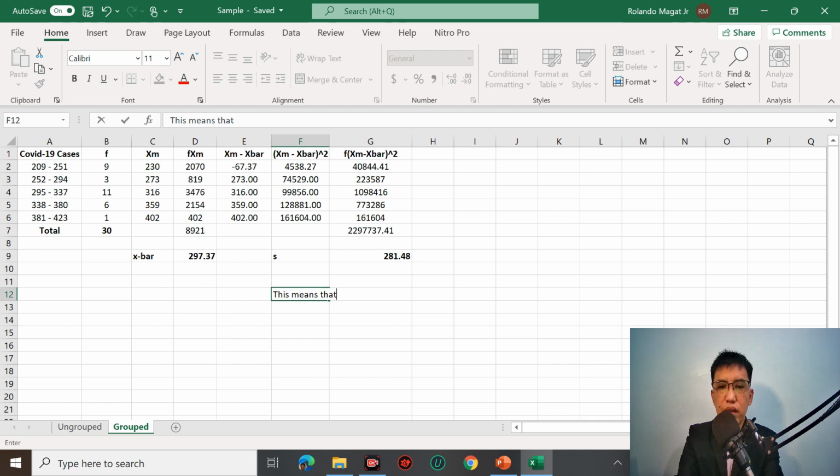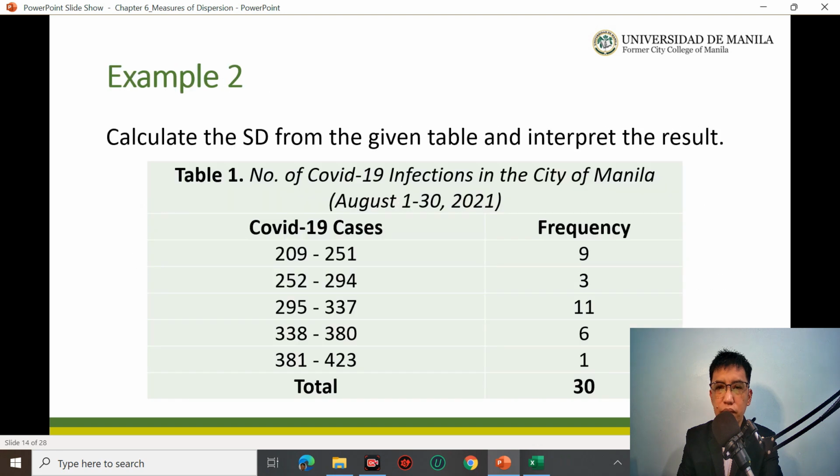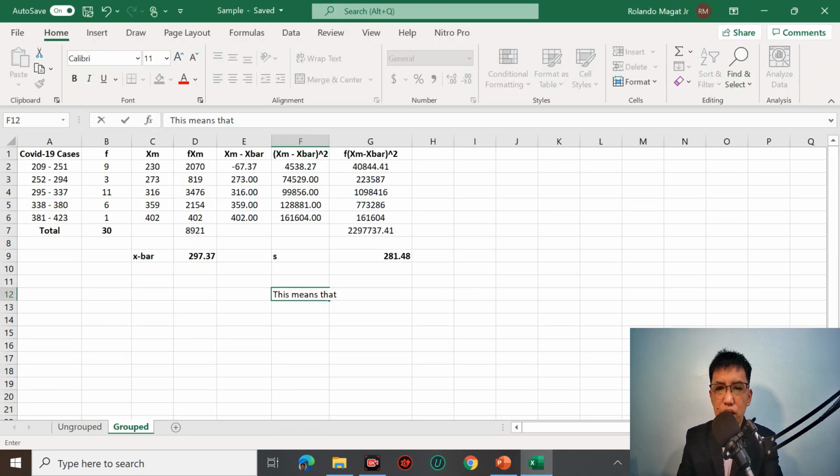So this means that the number of COVID-19 infections varies, or is scattered, every day. They are scattered from each other.